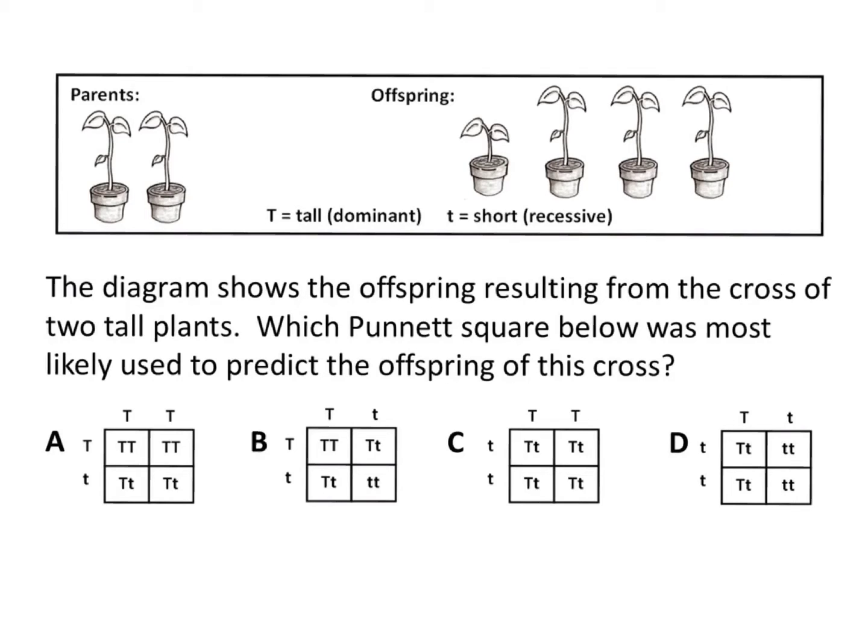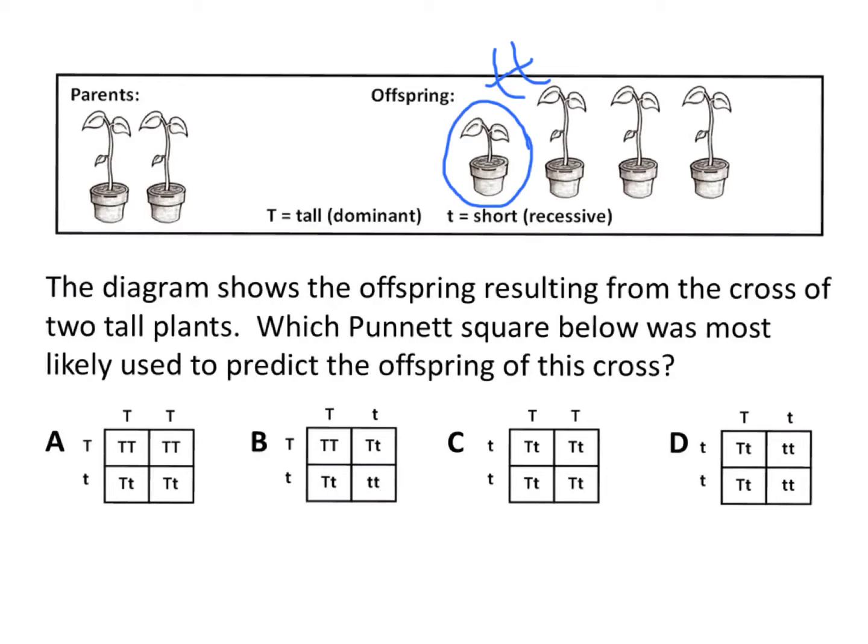The diagram shows the offspring resulting from the cross of two tall plants. Which Punnett square below was most likely used to predict the offspring of this cross? Well, in the diagram it tells me that the allele for being tall is dominant to the allele for being short. And I can see that I have one of the offspring that is short. In order for that recessive trait to show up in the phenotype, this plant must have a homozygous recessive genotype.